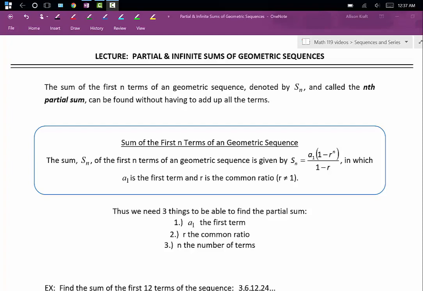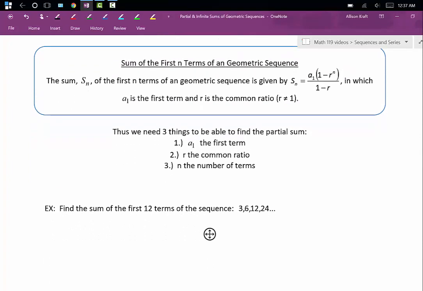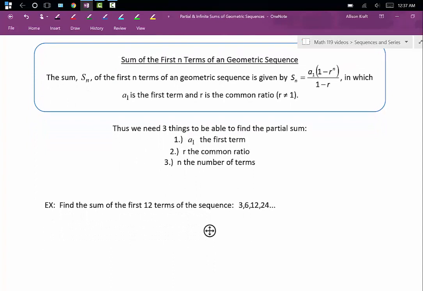We have a formula. The sum S sub n of the first n terms of a geometric sequence is given by S sub n equals a sub 1 times 1 minus r to the n, all divided by 1 minus r, in which a sub 1 is the first term of the sequence and r is the common ratio, where r is not equal to 1. We need three things to be able to find this partial sum: the first term, the common ratio, and the number of terms in the partial sum.